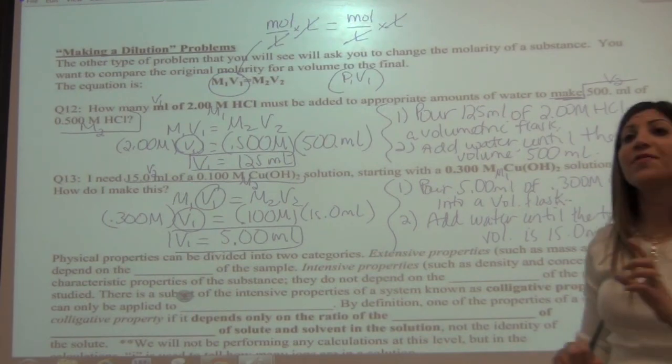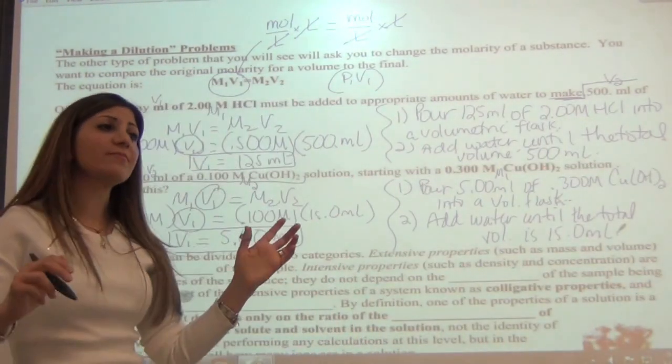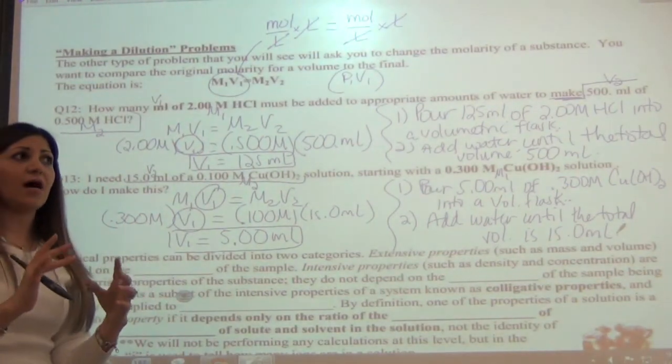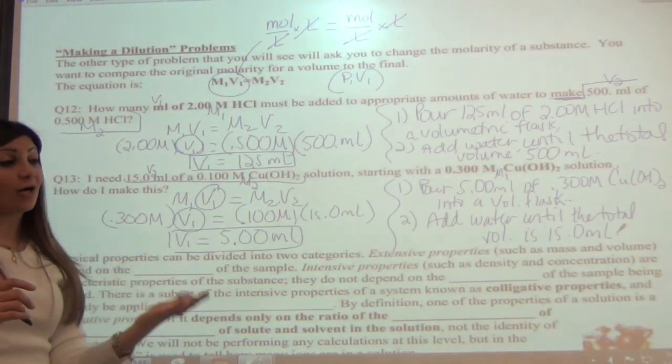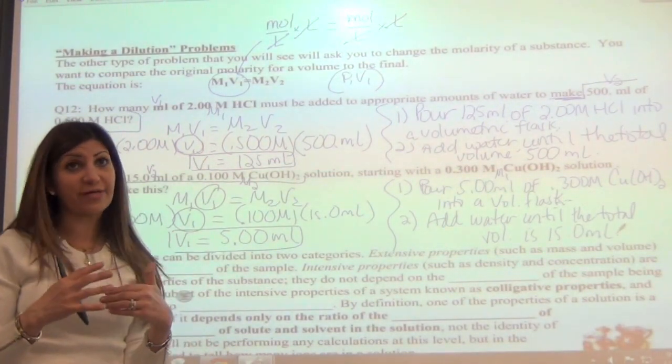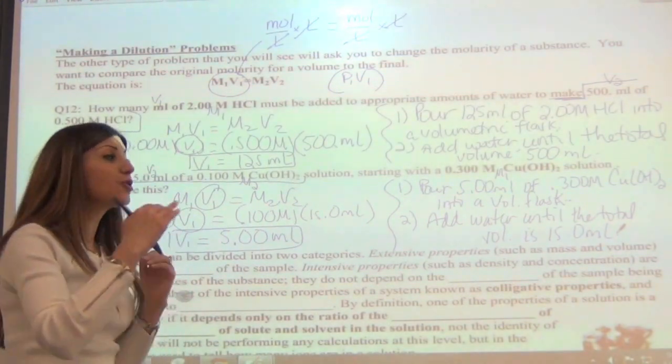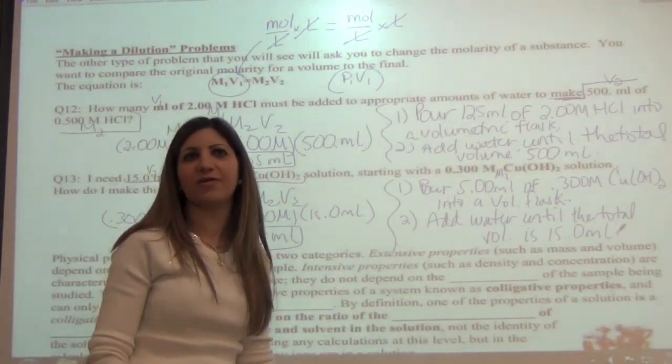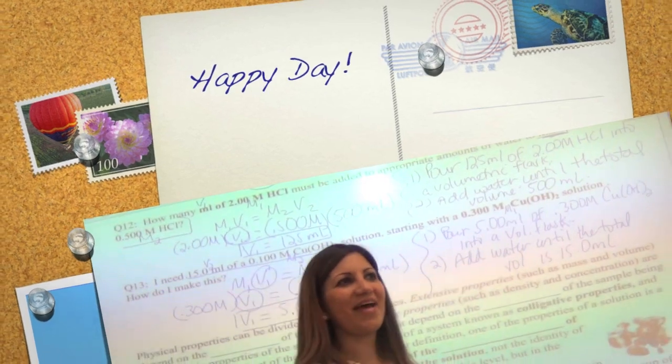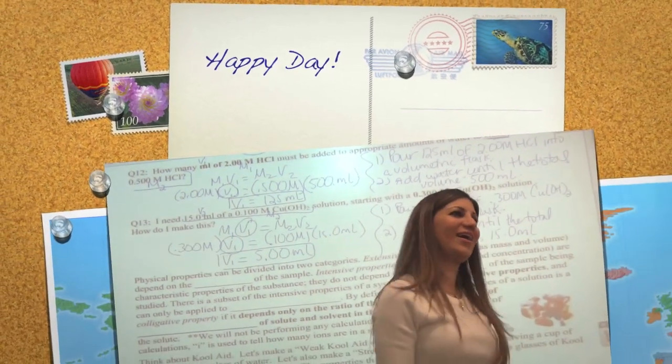And you do want the total volume to be that. Sometimes when you dilute things, a lot of times, if you're adding alcohol to water, the volume actually decreases. So you do want to make sure your total solution is equal to that final volume. Okay, and that's basically it for doing dilution.